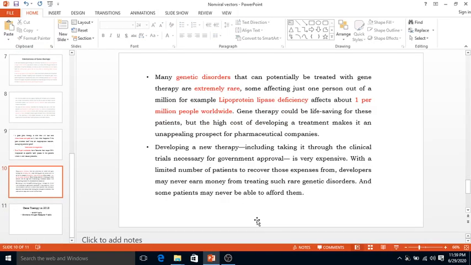So this is all about the non-viral methods that are used in gene therapy.